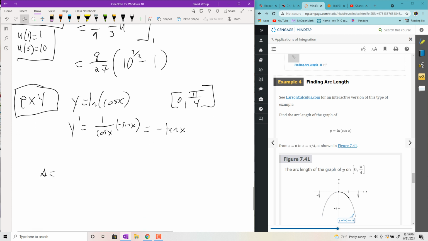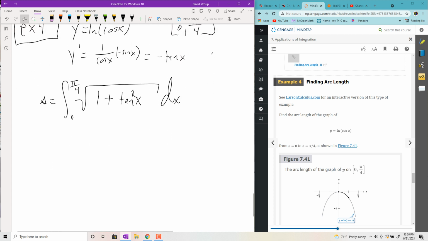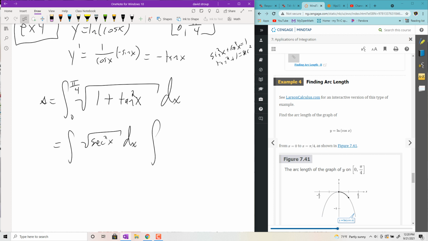Dump it into your arc length formula. So the integral from 0 to pi over 4 of the square root of 1 plus negative tan squared x is tan squared x dx. And then we could use our Pythagorean identities to simplify that, reminding ourselves sine squared x plus cosine squared x is 1. Dividing everything by cosine squared, you get tan squared plus 1 equals secant squared. So I could replace 1 plus tan squared with secant squared. You've got the square root of secant squared x dx. And just take the square root of secant squared, that's just secant x dx.